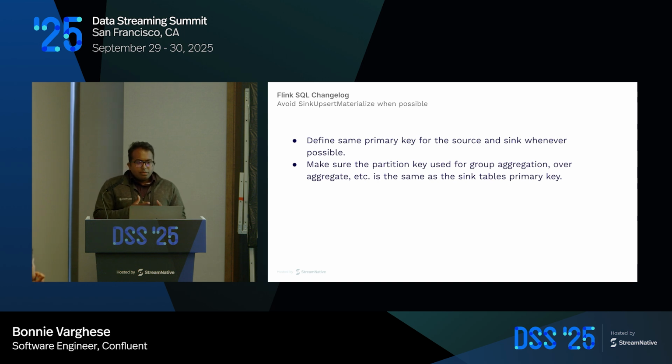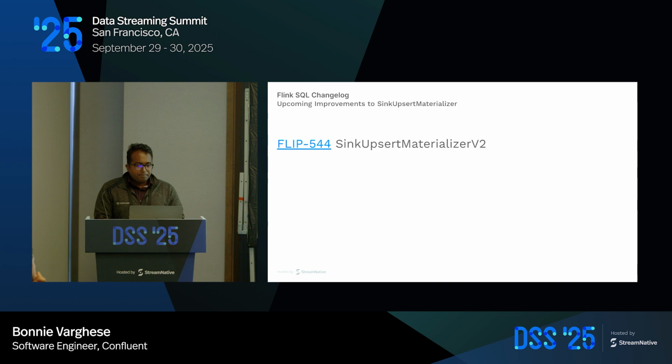To avoid this sink upsert materializer, what you could do is define the primary key for the source and the sink and try to match them whenever possible, so that this expensive sink upsert materializer is not introduced or does not need to maintain the historical values for the upsert key. And if you're using group by or any kind of aggregation, try to make sure the primary key matches with the sink's primary key. FLIP-544 is trying to introduce a new version of sink upsert materializer where they're trying to address these issues that I've mentioned.